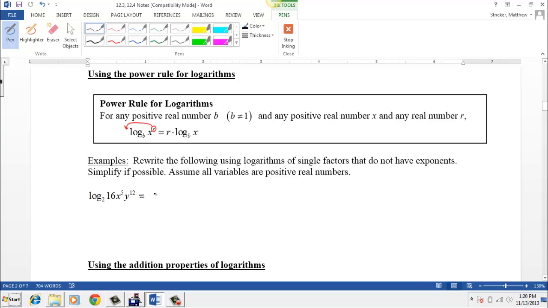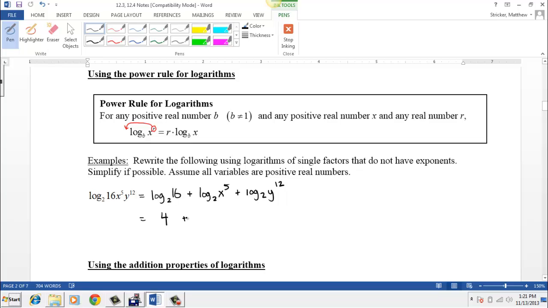So first of all, I can rewrite this using the product rule. So log base 2 of the first factor plus log base 2 of the x to the 5th factor plus log base 2 of the y to the 12th factor. And what power can I raise 2 to get 16? Well, 2 raised to the 4th power is 16. So log base 2 of 16 is 4.